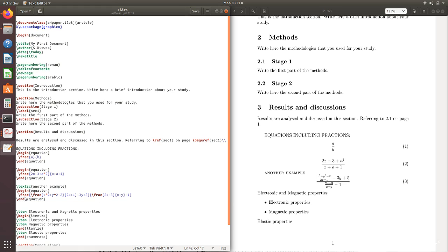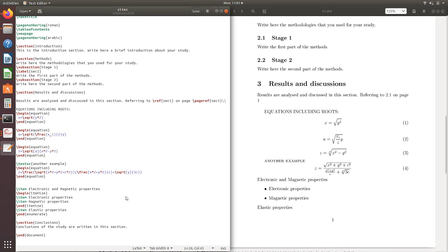denominator of the whole thing, of this fraction, and within the denominator I have used another fraction, and it has started from here, and 2x minus 3 is the numerator, and x plus y is the denominator, then minus 1, that is here 2x minus 3 by x plus y minus 1. So just look at this and compare this output, and everything will be clear to you.